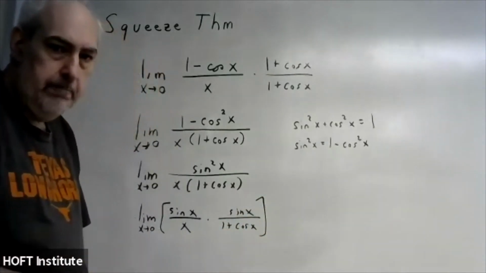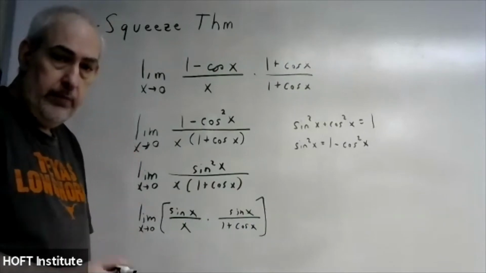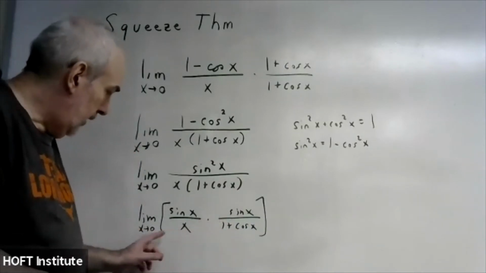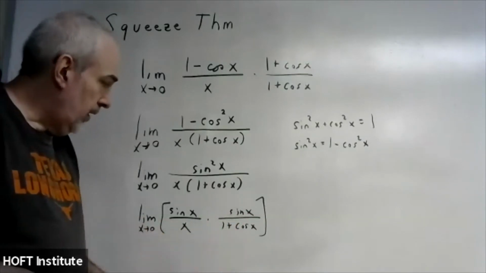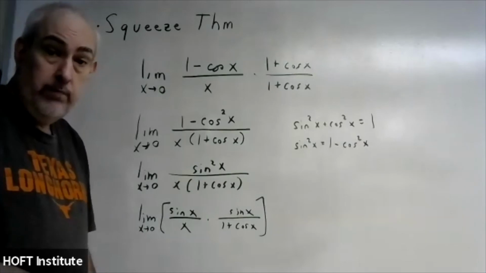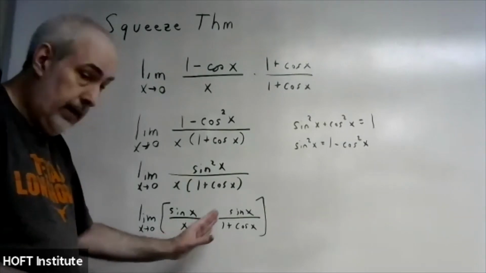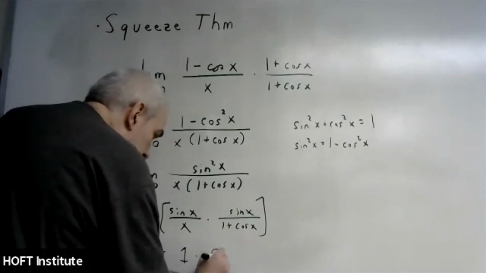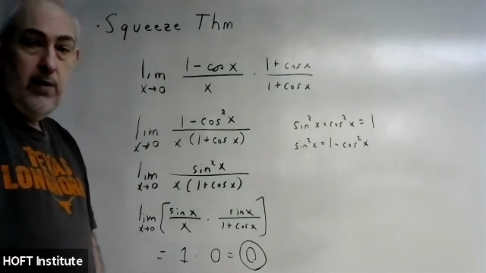Now let's look at it. We know that sine of x over x goes to 1 by that special limit from before. Now let's think about this other one. If we try plugging in 0, the top would be going to 0. The bottom would be going to 1 plus 1, which is 2. So 0 over 2 is just 0. 1 times 0, so the entire limit is 0.